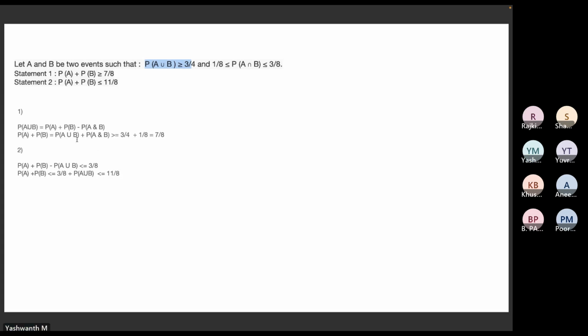Okay, moving to the second statement. Same thing. Write down P of A plus P of B. And P of A intersection B is less than 3 by 8. We have utilized that fact and expanded P of A plus P of B as in the first line: it is less than or equal to 3 by 8 plus P of A union B. Can someone tell how we have got this? What is the fact we have used here?